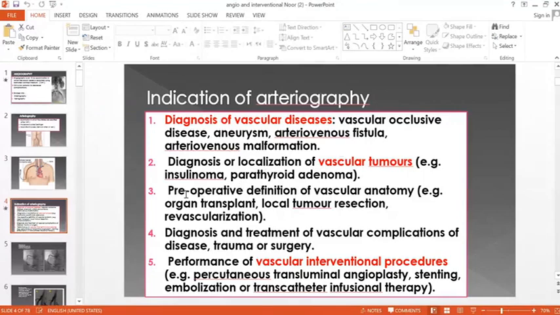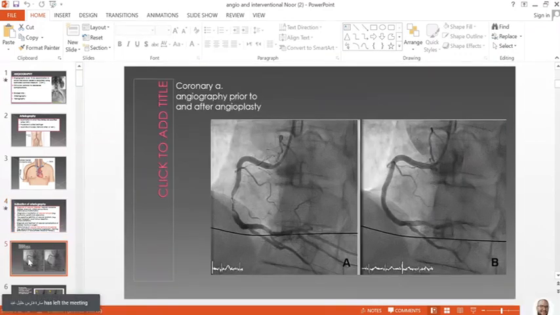Preoperative definition of vascular anatomy, for example, preceding organ transplant for the donor and for the recipient, local tumor resection and revascularization, for diagnosis and treatment of vascular complications of diseases, trauma or surgery, and performance of vascular interventional procedures such as angioplasty, stenting, etc. These few slides will summarize the indications.